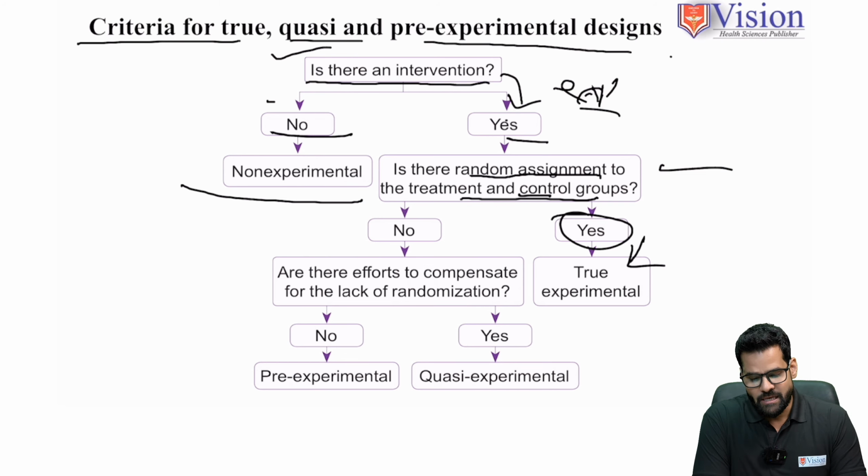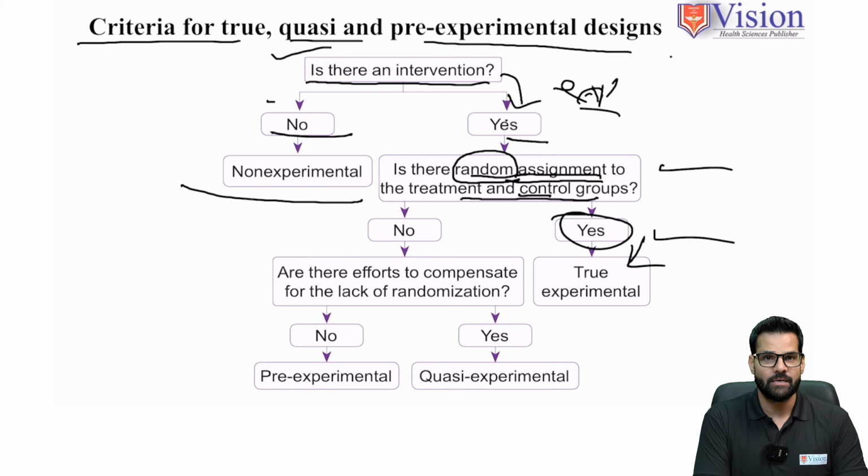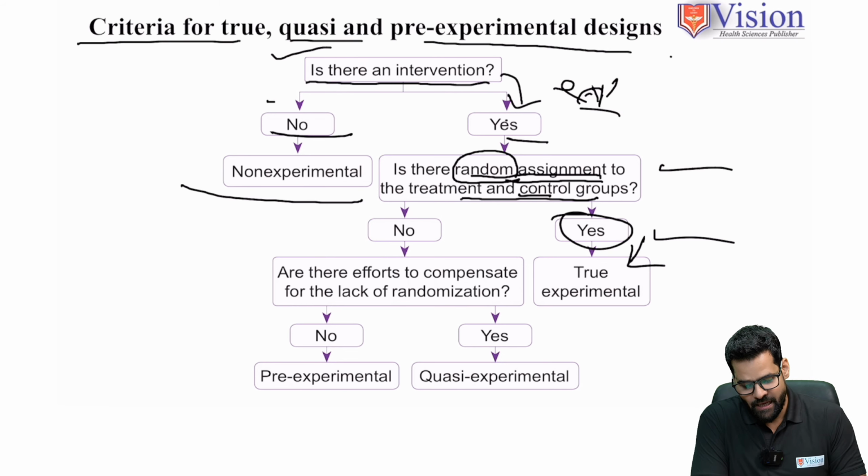If they were assigned in a random manner, by adopting a probability technique, then we call it an experimental or true experimental design. But if there is no random assignment, you have taken two groups, for example BSc first year as the experimental group and BSc second year as the control group, then the design is known as a quasi-experimental one.